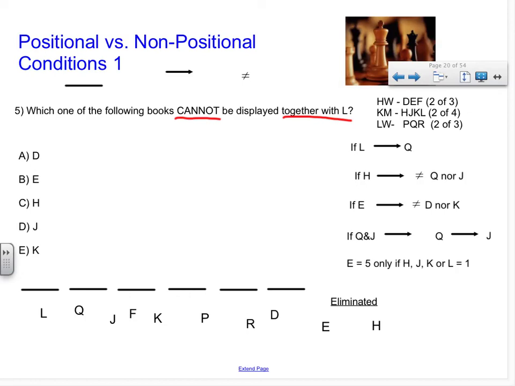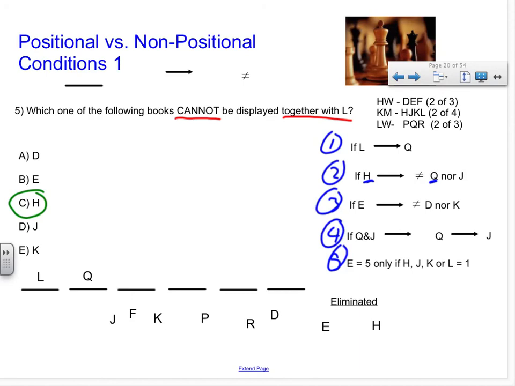So first off, we know that if L appears, then Q appears. Now if Q appears, then we know that H cannot appear based on the second condition. So I look at condition 2, and I have Q here, and if Q appears, H cannot appear. So I go to look at my answer choices, and I see that H is the third option, so I know that this is our correct answer.